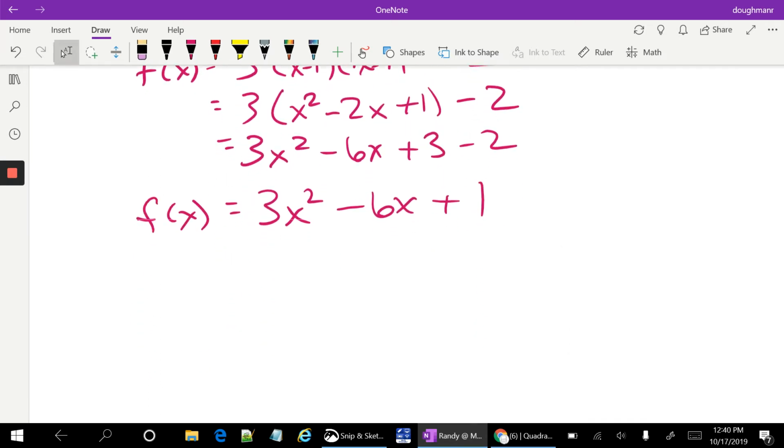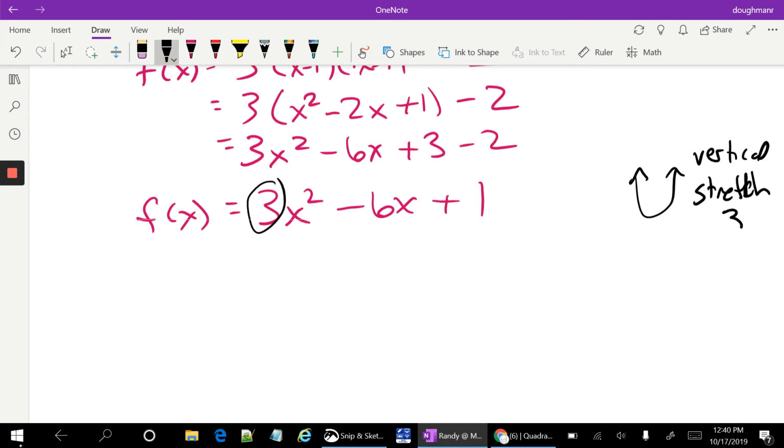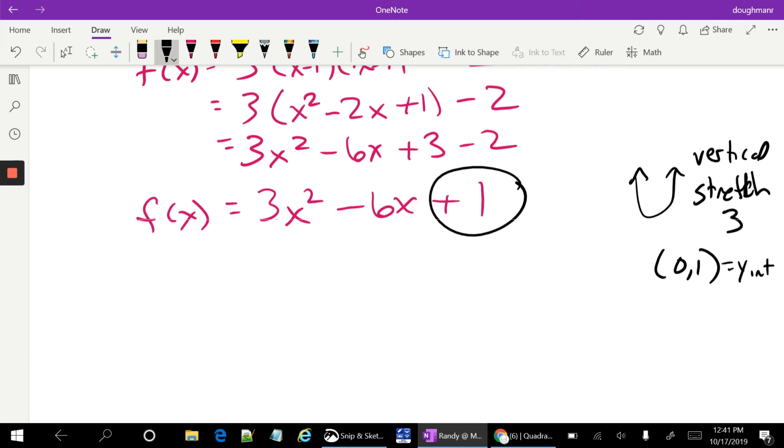So what does that tell us? Well, luckily, we still got a 3 right there. So we know that the parabola opens up and there is some kind of vertical stretch of 3. We also know that that number there, 1, that is my y-intercept. So I know the point 0, 1 is on my graph. So that's my y-intercept. So I could plot that if I need to.